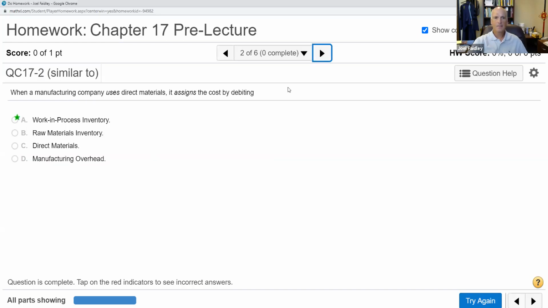Second, what process do you go through when a manufacturing company uses direct material and assigns the cost by debiting what? Work in process. You remember that from the last chapter. Work in process is inventory, so you debit work in process and credit raw material. So it comes out of raw material and goes to work in process.